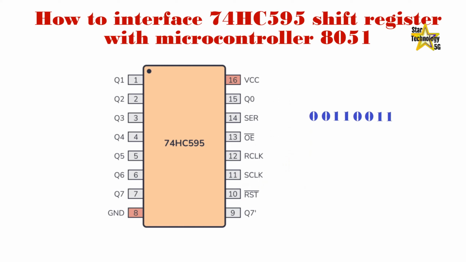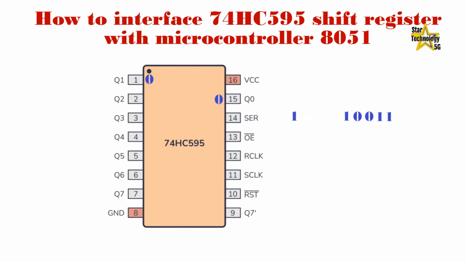When the first bit of data is transferred to the input of the shift register, after that we need to give it a clock pulse. After receiving the clock pulse, data is transferred to the first output pin Q0. After that, we will send the second bit of the data and give it a clock pulse. After receiving the clock pulse, the first bit of data is transferred to the second pin of the shift register, and the second data bit is transferred to the first pin of the shift register.